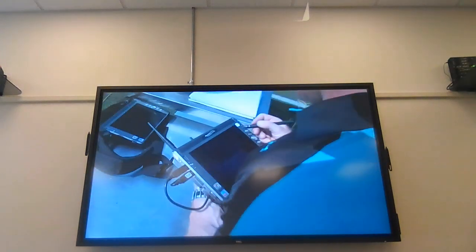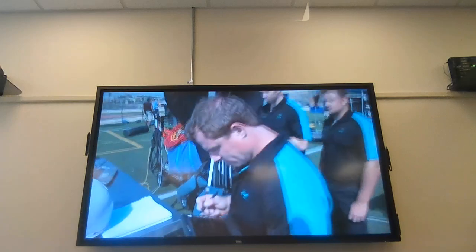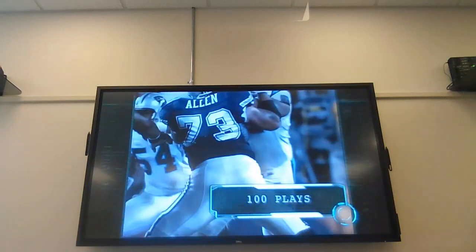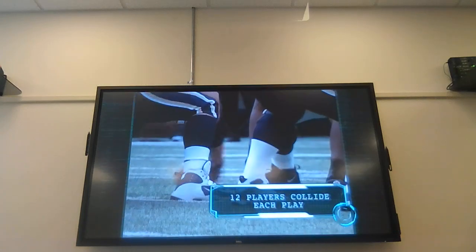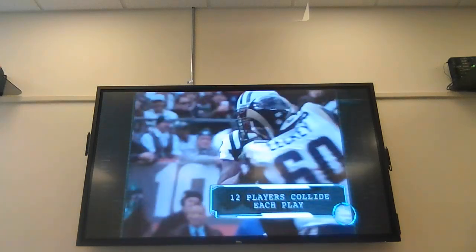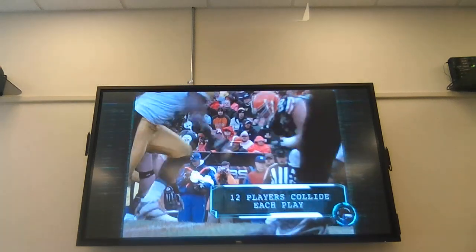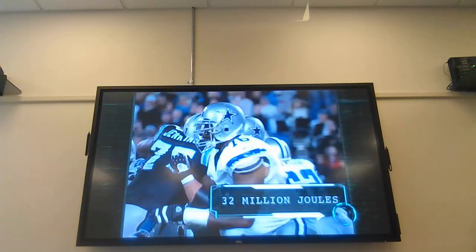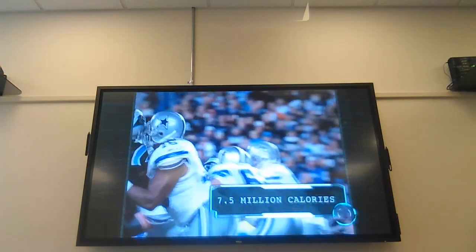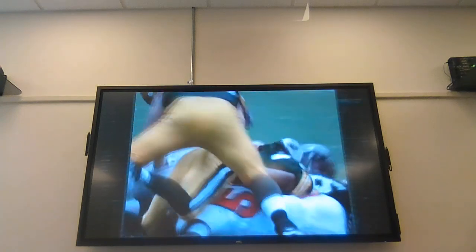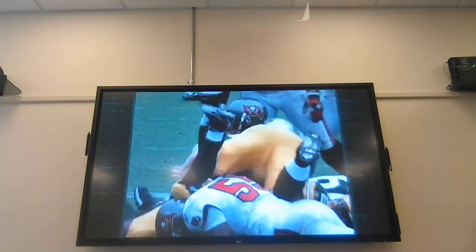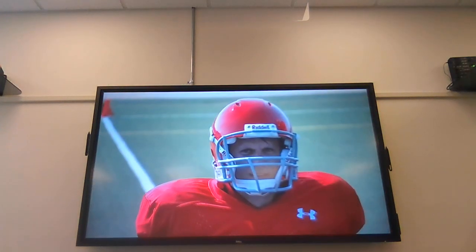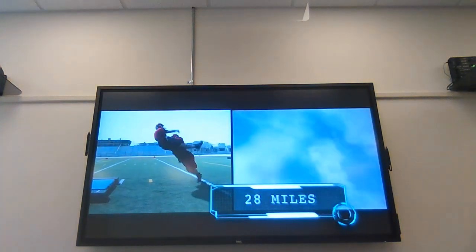And if we extrapolate this data, the numbers are amazing. The average NFL game has over 100 plays, and in each play, about a dozen players collide at the line of scrimmage. The sum total of these collisions generates a staggering amount of energy, 32 million joules. That's over 7.5 million calories. Believe it or not, that's enough energy to launch a 160-pound projectile, like our lab rat, over 28 miles into the air.